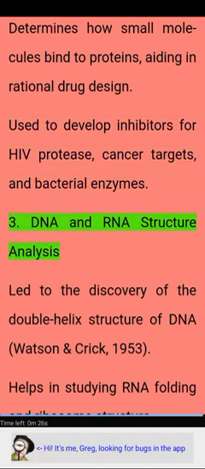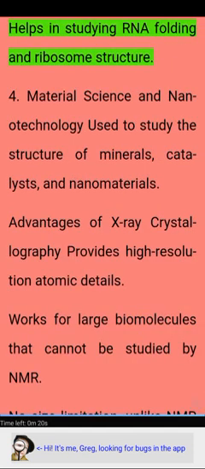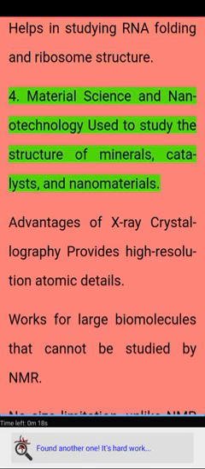3. DNA and RNA structure analysis. Led to the discovery of the double helix structure of DNA, Watson and Crick, 1953. Helps in studying RNA folding and ribosome structure. 4. Material science and nanotechnology. Used to study the structure of minerals, catalysts, and nanomaterials.